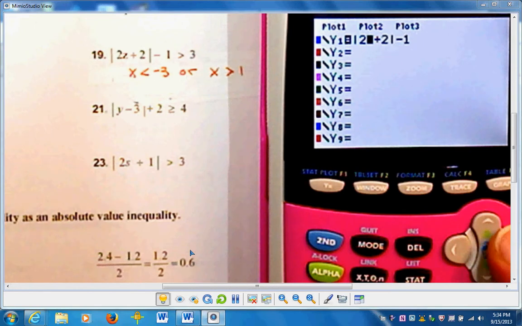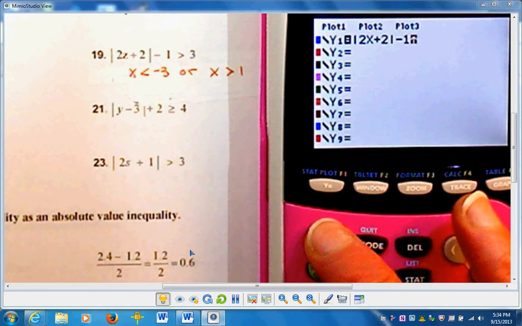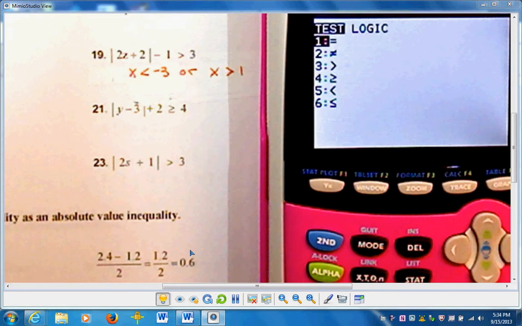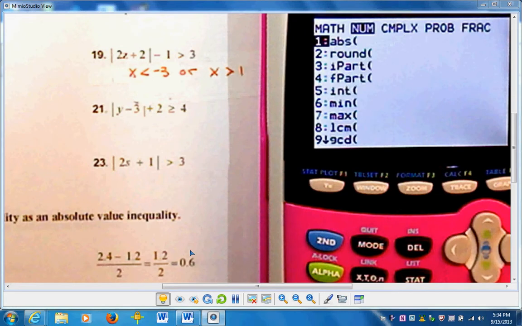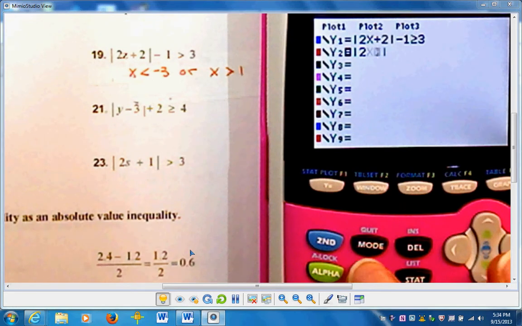So what am I doing? Second math, that was greater than or equal to 4, and then we had 3. Okay, I'm going to leave that one there, but I'm going to turn it off, and there's a reason for me to do that. And then I'm going to put in the absolute value of 2x plus 2, and then go outside the absolute value minus 1, and then for my y3 equals 3.